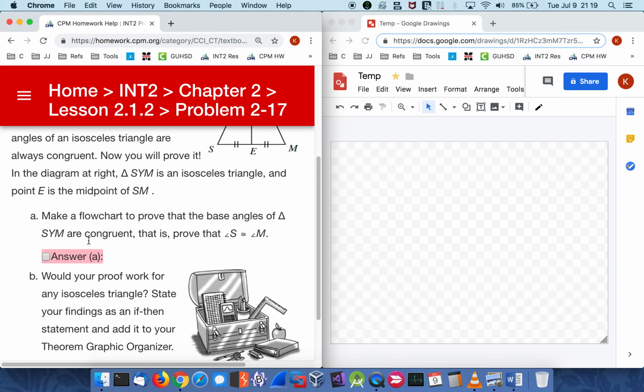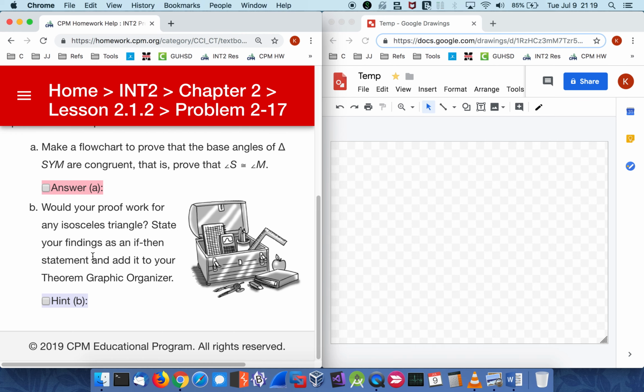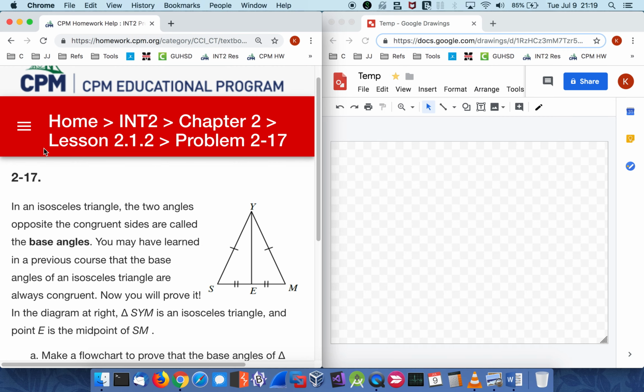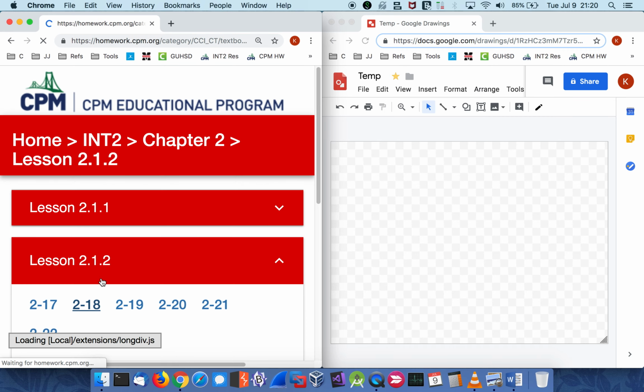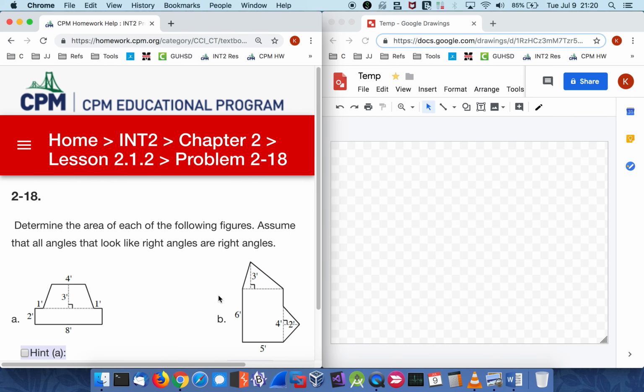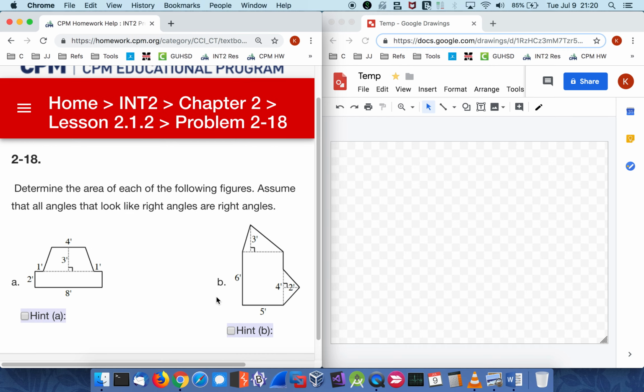I don't really like the way they do their flowcharts, so we'll have to kind of think about how to do that one. And they mentioned this theorem graphic organizer, which I'm not really sure what that is. So let's skip that one. But let's go to 2-18. And this one is pretty familiar.